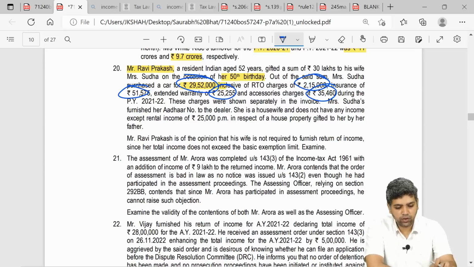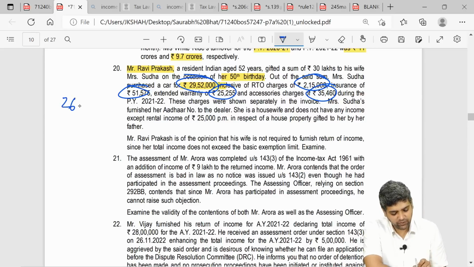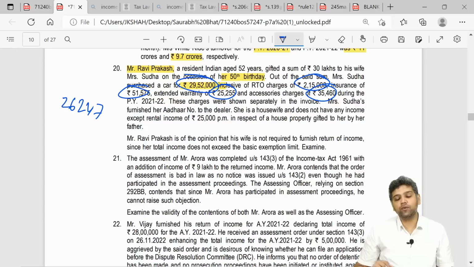29 lakh 52,000 minus 2 lakh 15,000 minus 51,575 minus 25,255 minus 35,460. Yes. So that comes to 26 lakhs 24,710. On that 1% TCS would be collected by the seller. So that comes to 26,247. Is that exceeding 25,000 rupees?